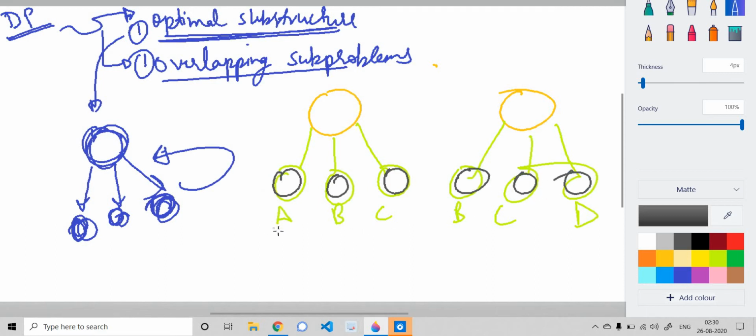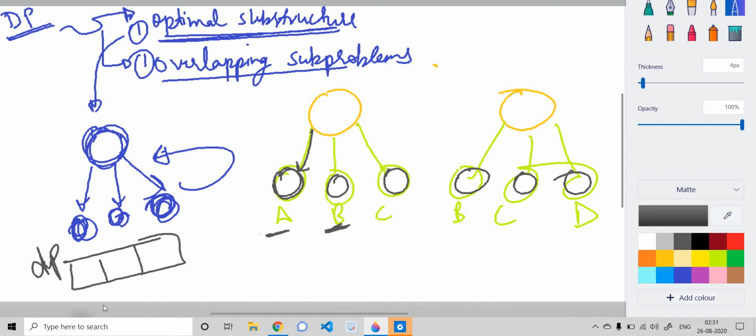And if you see, for the smaller subproblem B, C, we are executing it twice. But do we need to execute it twice? No, this is not the case. Whenever we are at a new subproblem, that means one which has not been solved yet, we will solve it once and store its output in some data structure. Let's call it DP. We will store its answer here.